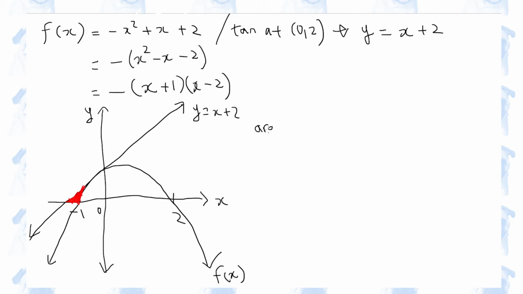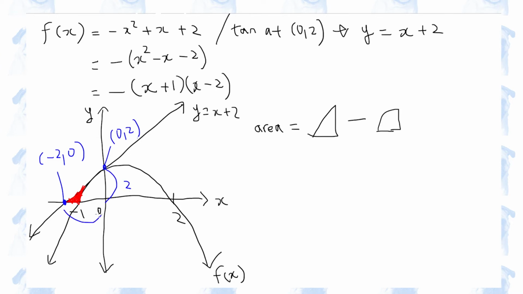The red area is basically this triangle minus this area under the curve. So let's calculate the area of this triangle. The x-coordinate of this intersection here must be minus 2, 0. The y-intercept here is 0, 2. So the length here is 2, and the length here is also 2. So 1/2 times 2 times 2, which is 2.